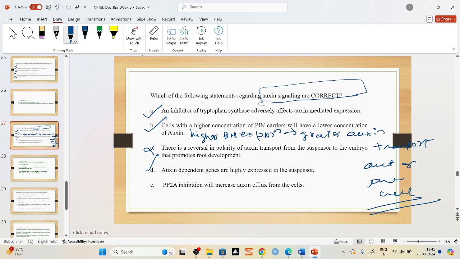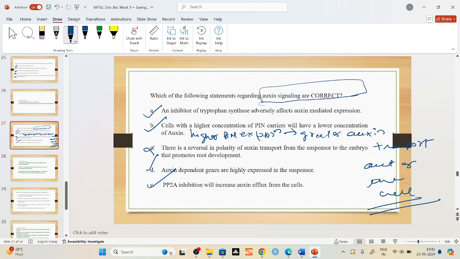Why is it taken out from the cell? Because the transport proteins are changed in such a way that your auxin is taken out from the cell. So this is a correct statement.